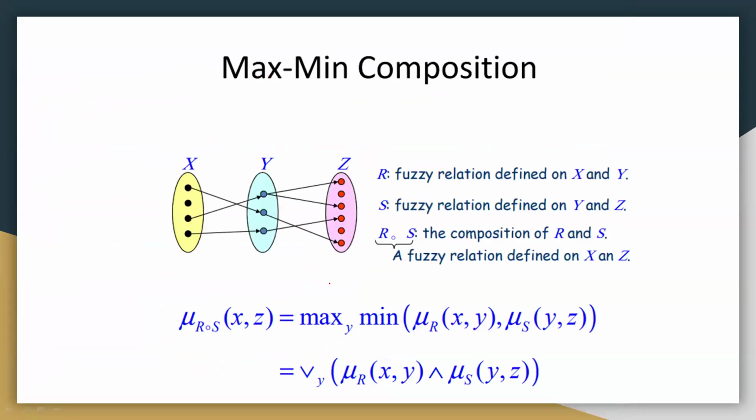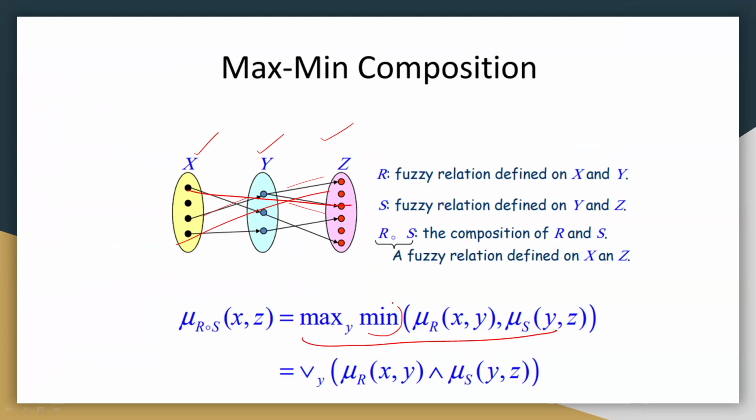This is basically the bipartite graph representation. These are the three sets. This shows how the relation is mapped between them. Now, what are we trying to find out? We are trying to find a relation directly from X to Z. That is what we are trying to find out in a max-min composition. This max-min composition can also be written like this.